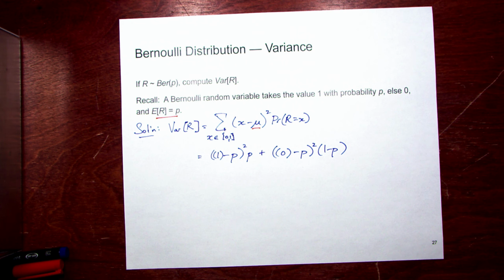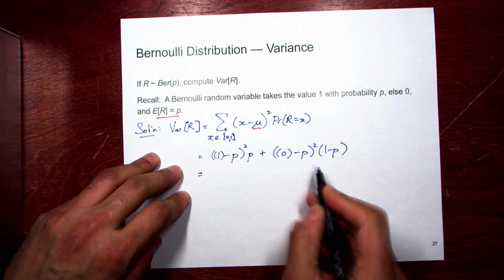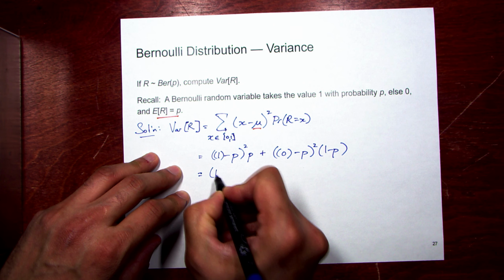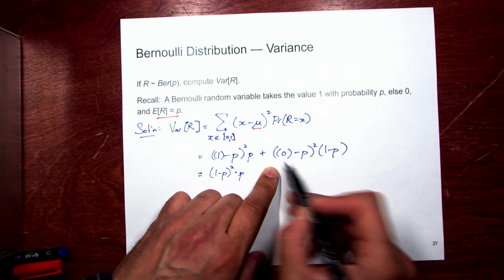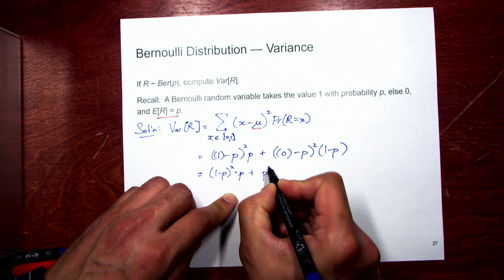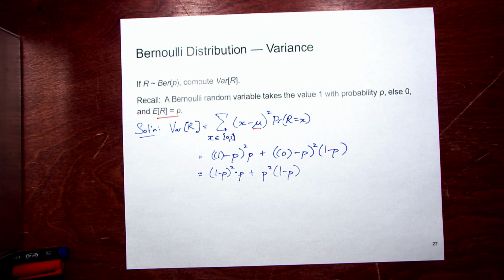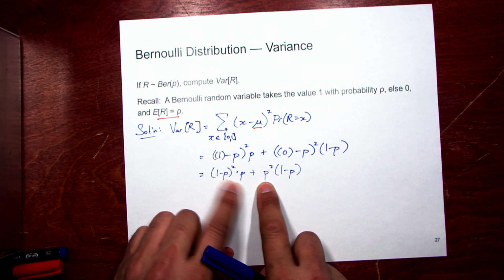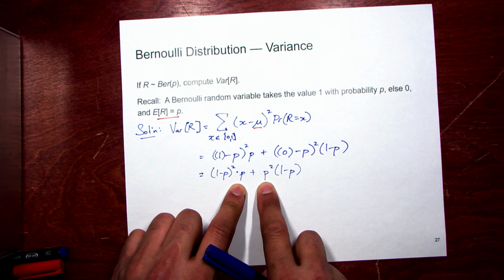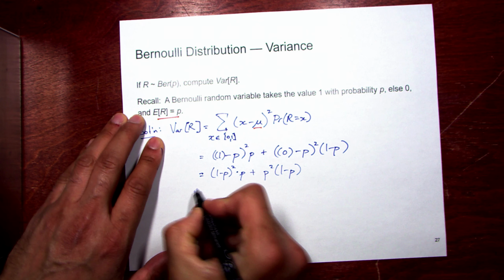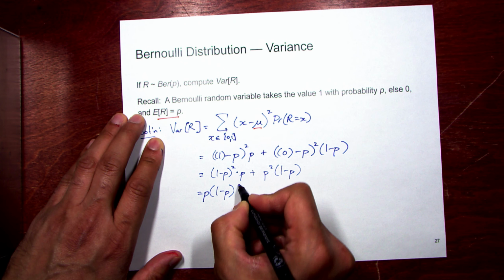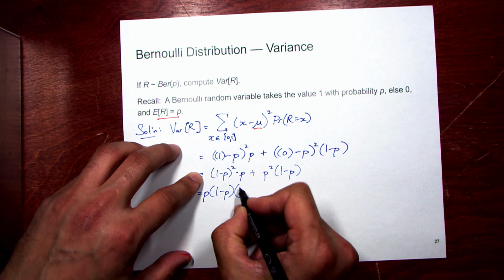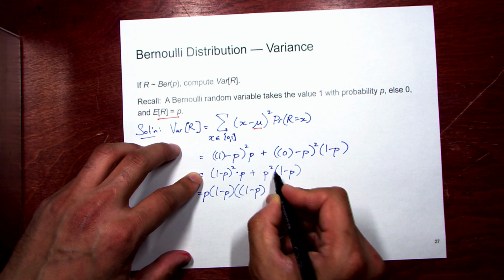Let's do it. Okay, so I'm just going to get rid of some of the brackets. So 1 minus p all squared times p, just leave that alone. This is minus p all squared because the 0 goes away. So I'll just rewrite that as p squared, 1 minus p. And whenever I'm faced with something that looks like this, it looks like there's a lot of common factors, right? There's a p we can take out, and there's a 1 minus p we can take out. Okay, so we'll take those out. And then what's left? We have a 1 minus p from the first bracket, and we have a p from the second bracket.